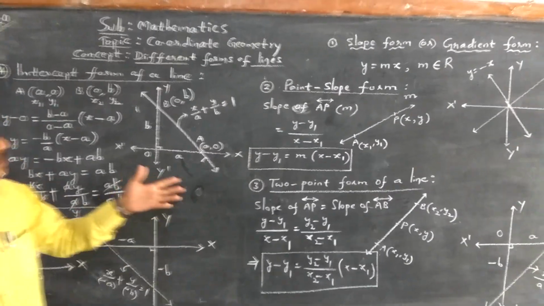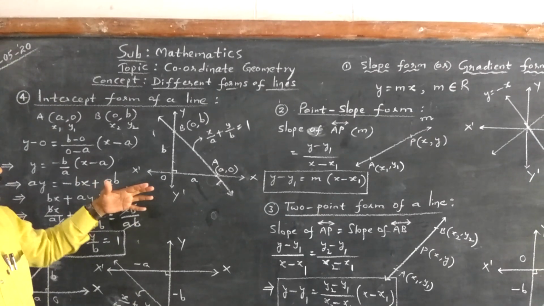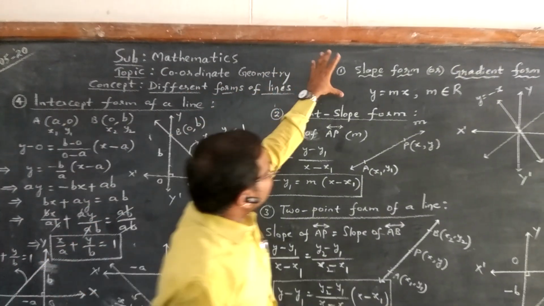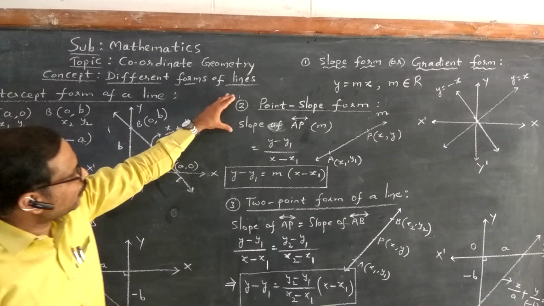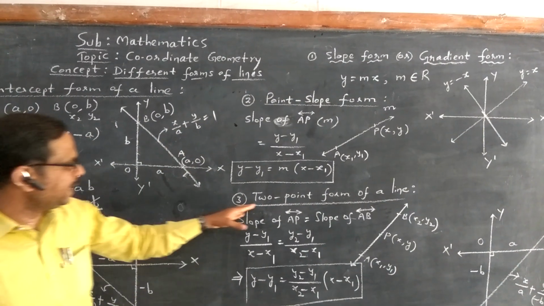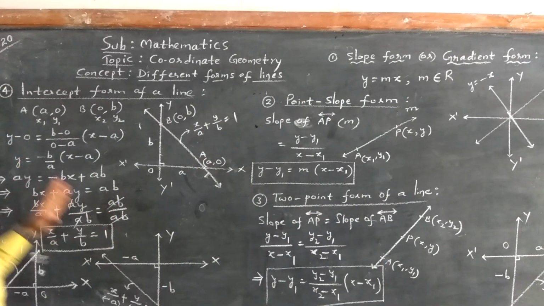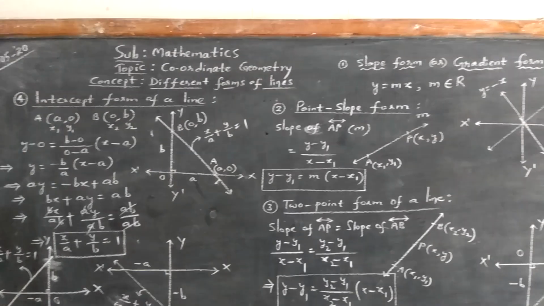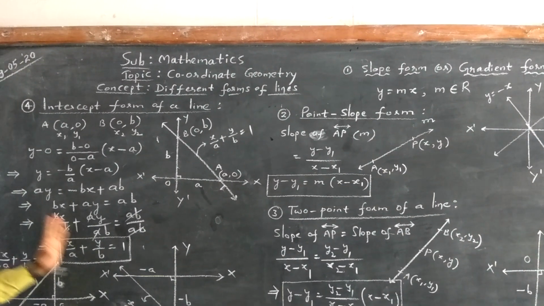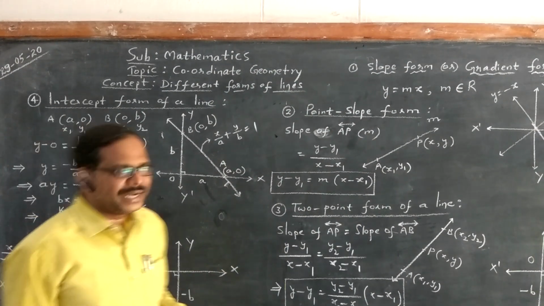We still have two more that will be coming later. The first one is slope form or gradient form. Second is point-slope form. Third is 2-point form. Fourth is intercept form of a straight line. So these are the main straight line forms, right?